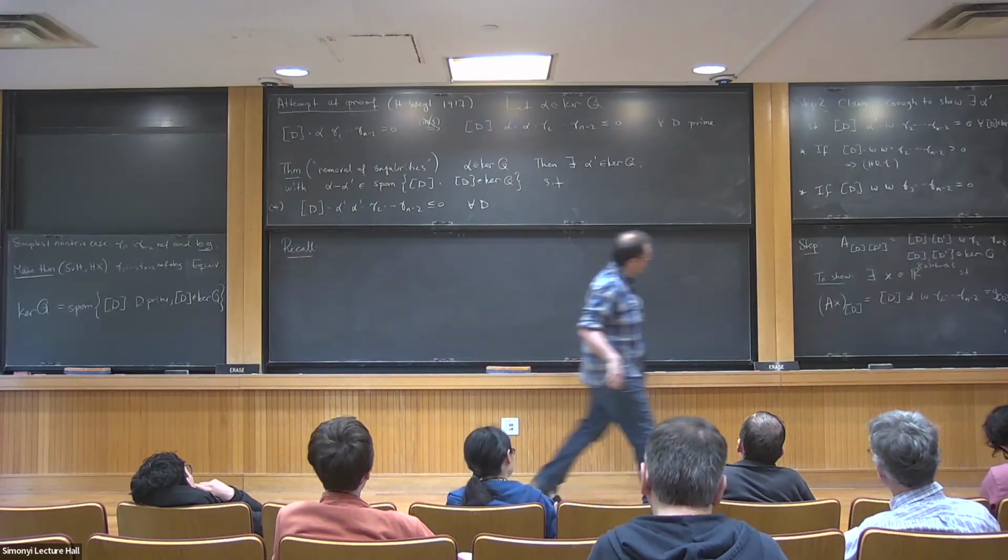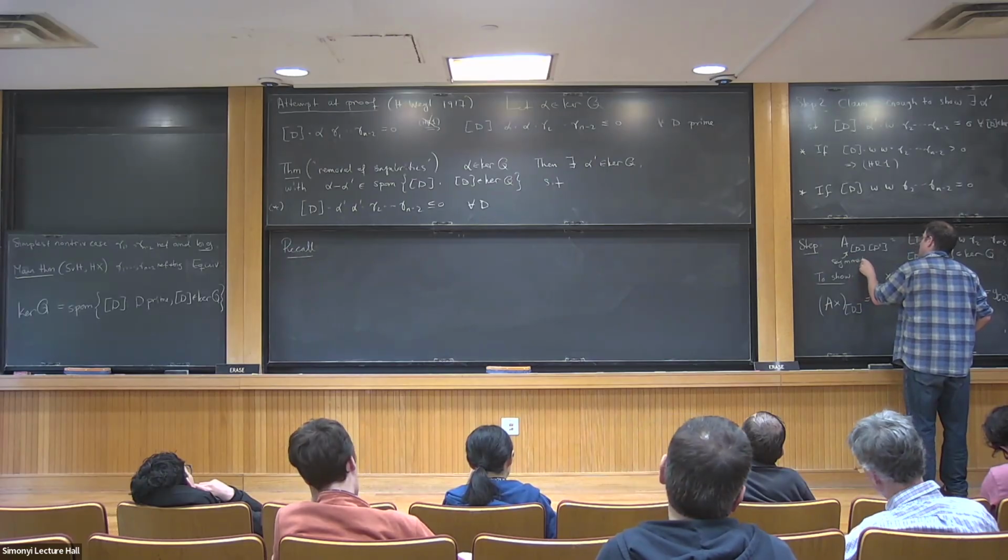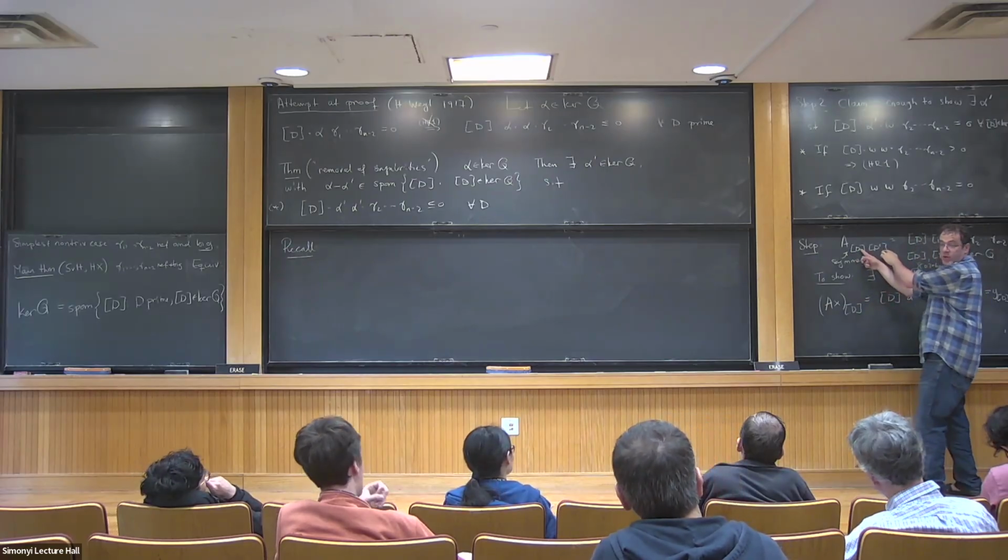So also notice that this is self-adjoint. It's a symmetric matrix. If I swap these two guys, I get the same number. It's an intersection.